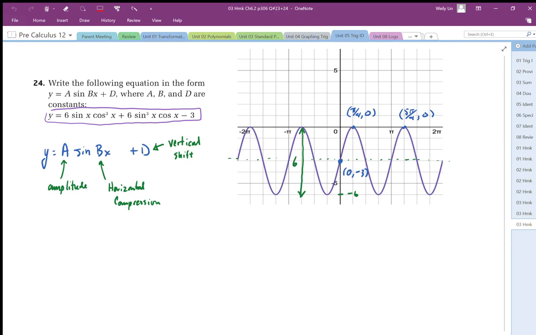Question number 24 gives us the equation, which I've drawn in purple here. So the graph of 6 sin x cos³x + 6 sin³x cos x - 3 is shown here. And it's asking us to determine the function y = a sin bx + d. So basically, they are the transformations.